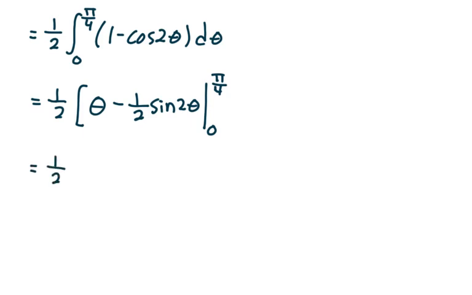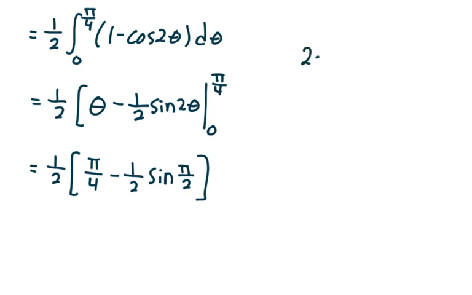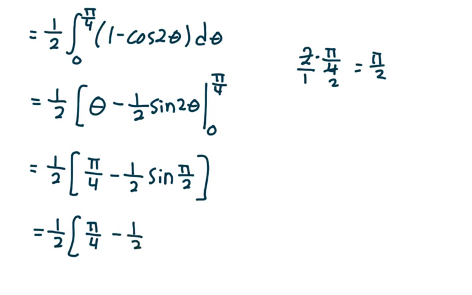And so here you get 1/2 of pi over 4 minus 1/2 sine of pi over 2, right? Because remember, 2 times pi over 4, 2 goes into 4 twice, and you get pi over 2. And sine of pi over 2 is 1, and so we get 1/2 of pi over 4 minus 1/2. And I'm done. And that right there is problem 24.